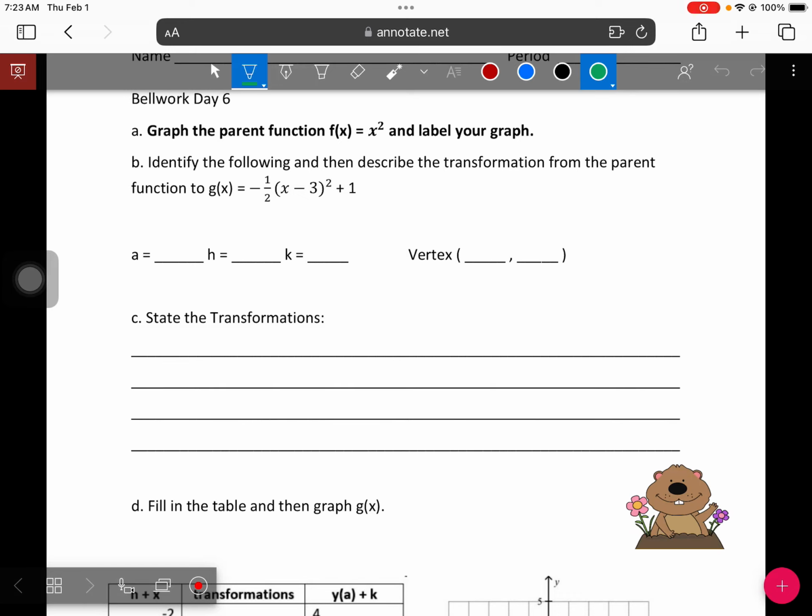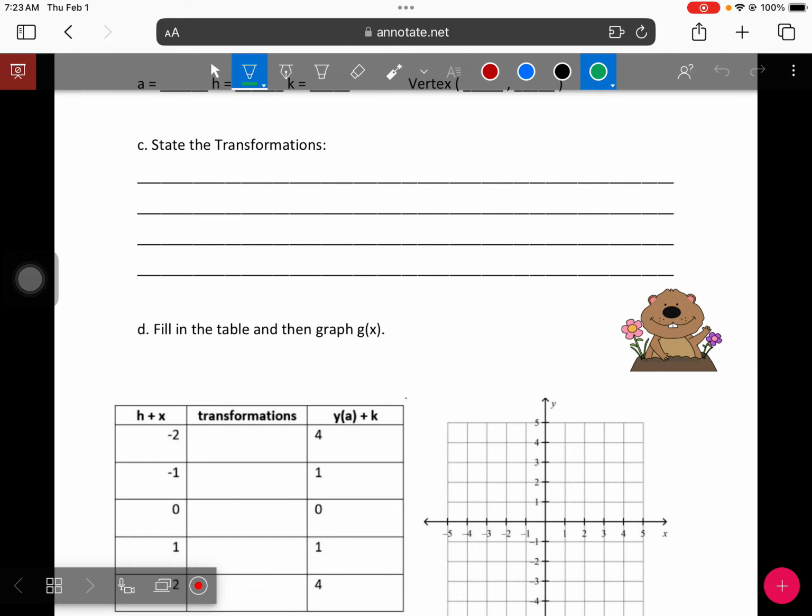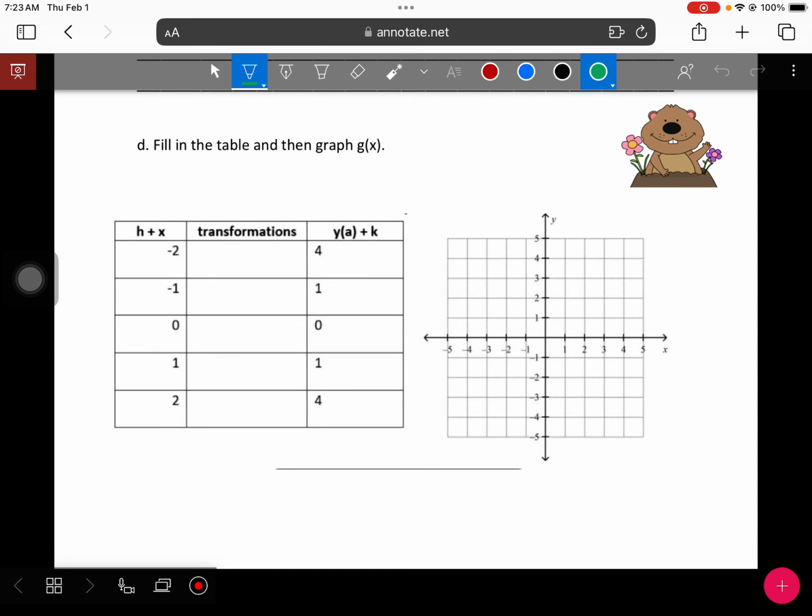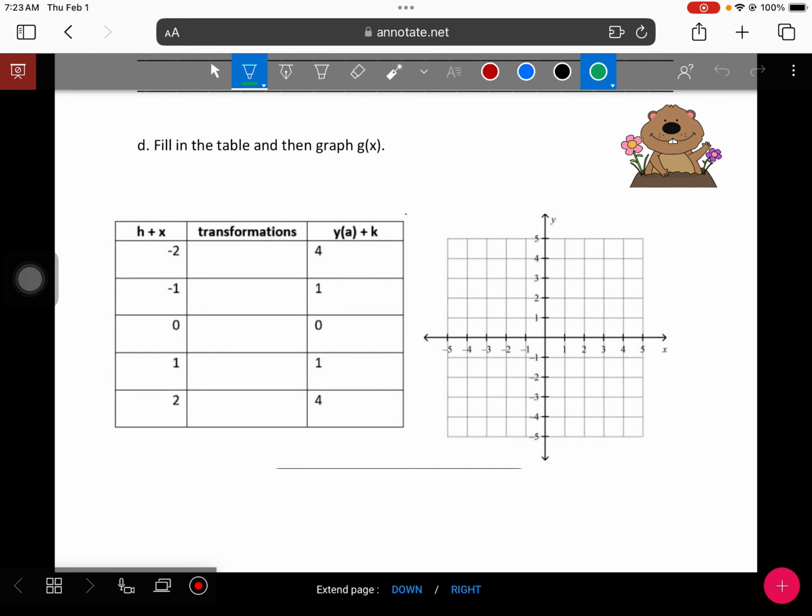It says graph the parent function f of x equals x squared and label your graph. That's the very first thing, okay? So as I come down here, what am I looking at to graph the parent graph? The numbers that are there, right? These are your x values for the parent graph. These are the y values for the parent graph, okay?